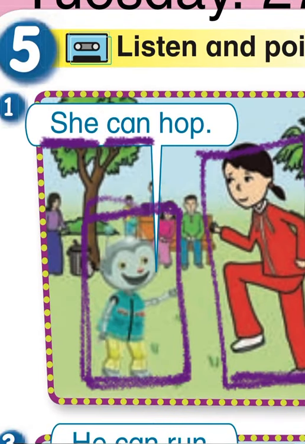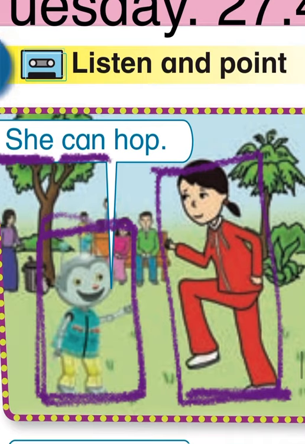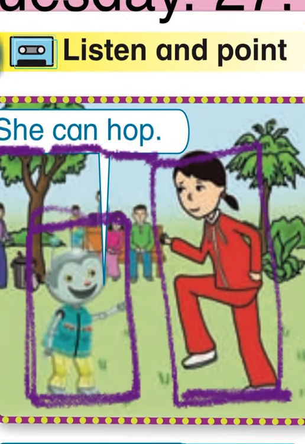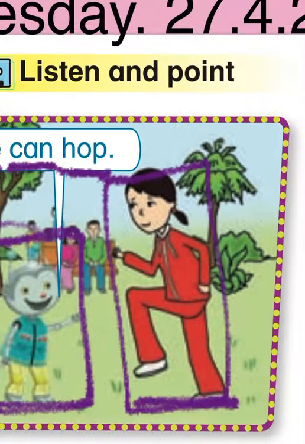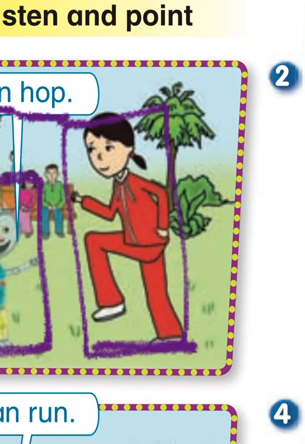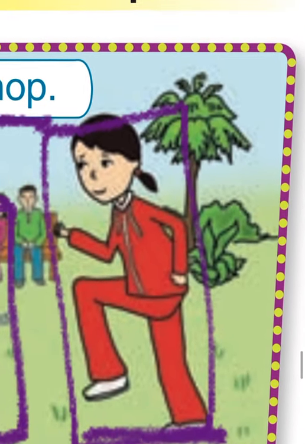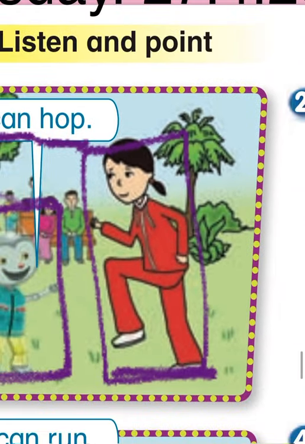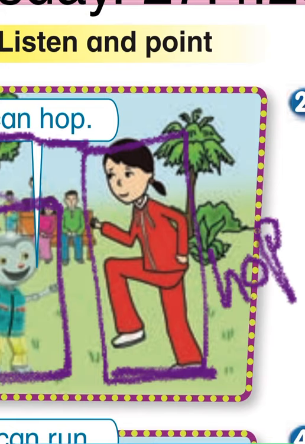She can, C-A-N. She can hop, H-O-P. She can hop. It means she is able to jump on one foot. She can hop, because it's a girl.